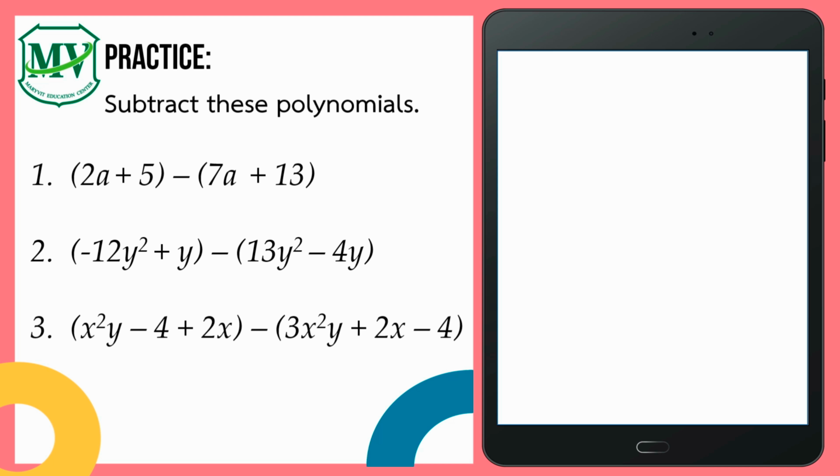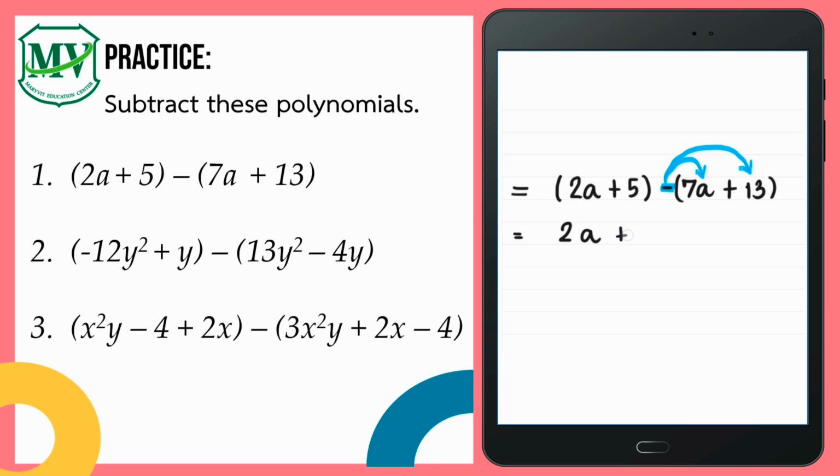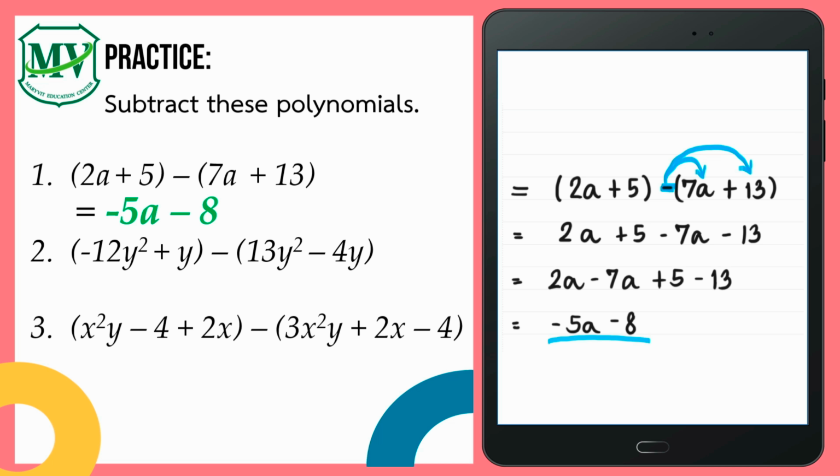Question number 1. The quantity of 2a plus 5 minus the quantity of 7a plus 13. Step number 1. Reverse the sign of each term that we are subtracting. Distribute the negative sign to the term inside the parentheses. So, 7a becomes negative 7a and 13 becomes negative 13. Then combine like terms, 2a minus 7a and then 5 minus 13. 2a minus 7a equals negative 5a and 5 minus 13 equals negative 8. The final answer to the problem is negative 5a minus 8.